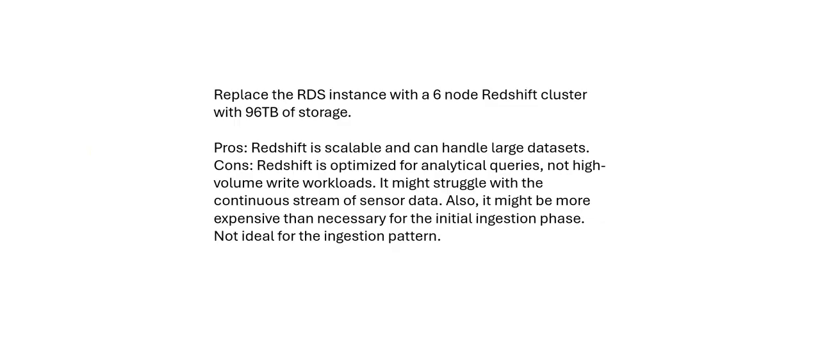See, C is saying let us replace RDS with a 6-node Redshift. So that means, boss, it will be highly scalable, etc. See, Redshift is for analytical queries. Did anybody tell you that you want analytical queries? They are clearly telling you, I want high volume write workloads. So RDS is not meant for high volume writes from real-time sensor data, and it will be an expensive solution. DynamoDB is meant for that.